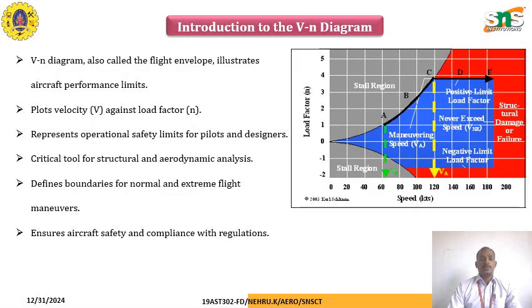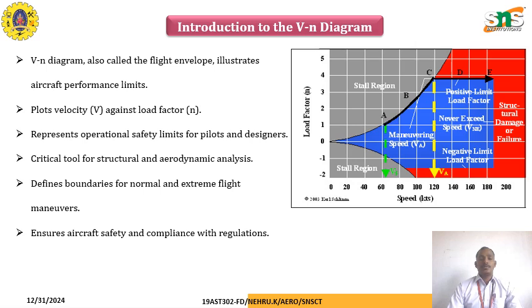The introduction: the VN diagram, also called the flight envelope, illustrates the aircraft performance limit operations, like at what velocity the aircraft structure has its limit. Once it crosses the limit, the structure will get damaged or fail. It is a plot between the velocity of the flight and the load factor of the aircraft, presenting the operation safety limit for a pilot and the design engineer.